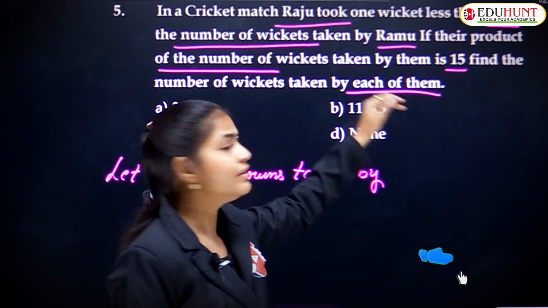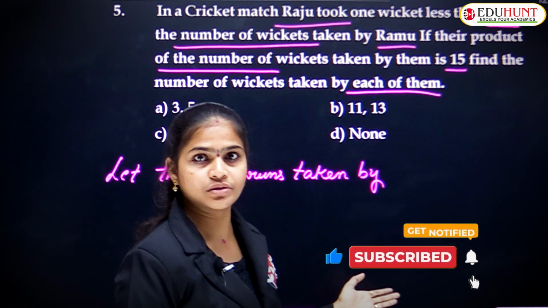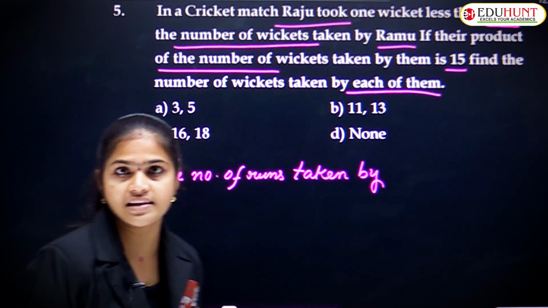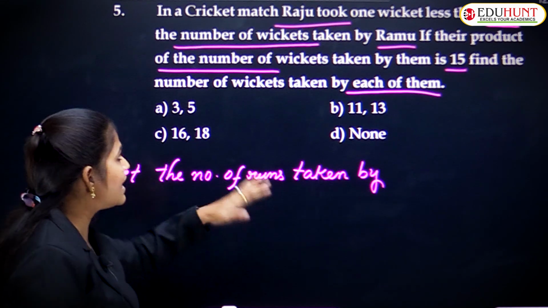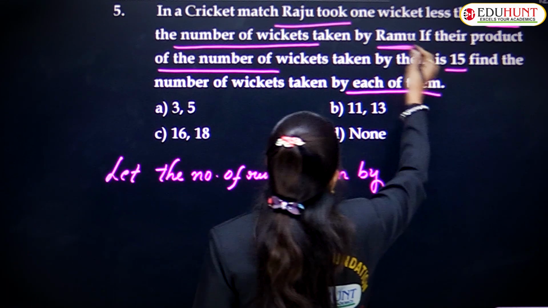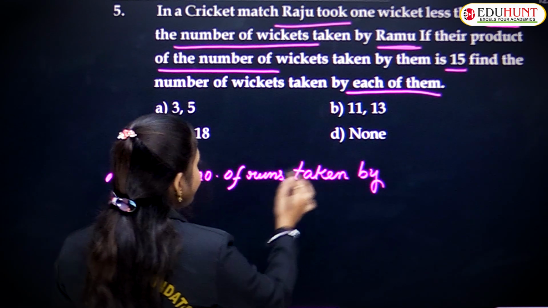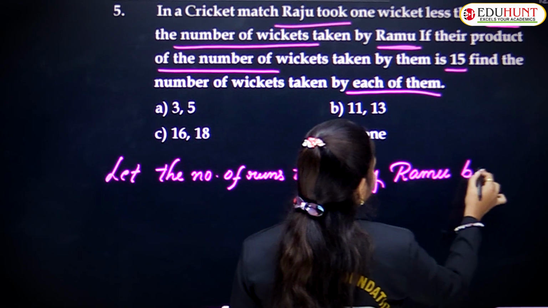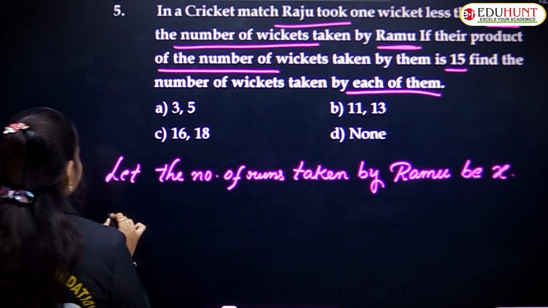Okay, so first, for example, if we know how many runs Ramu took, depends on that only we can compare with the other person's runs. If he did more or less, we can compare like that. So that's why first we have to go for Ramu, we should not go for Raju. So let the number of runs taken by Ramu be x.